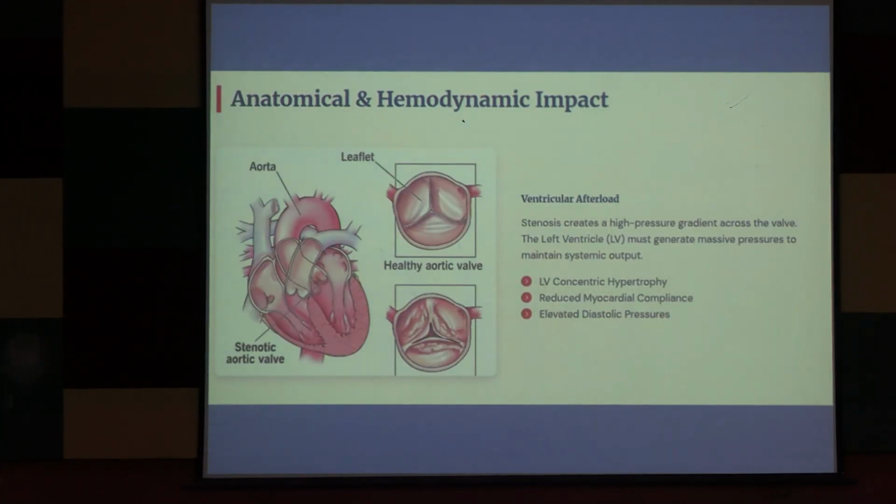So, what is the ultimate anatomical and hemodynamic effect? Anatomical effect is the left ventricular hypertrophy and the reduction in the left ventricular myocardial compliance. And the hemodynamic impact is elevation of the left ventricular end diastolic pressure. This is the anatomic and hemodynamic impact of aortic stenosis.